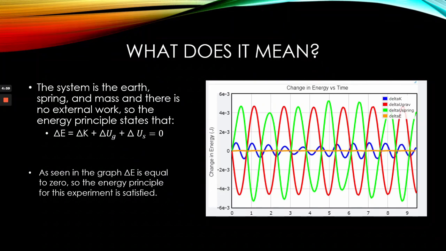To conclude whether or not the energy principle was satisfied, the delta E should equal 0 because no external work was applied to the system. Looking at the graph on the right, it is very clear that the changes in different energies cancel out, and the change in total energy, or the orange line, is always 0. As a result, the energy principle for this lab is satisfied.